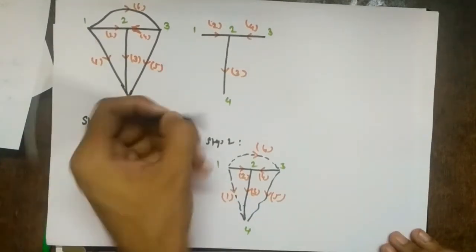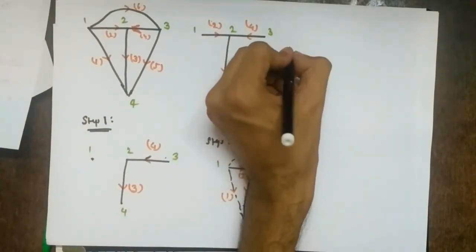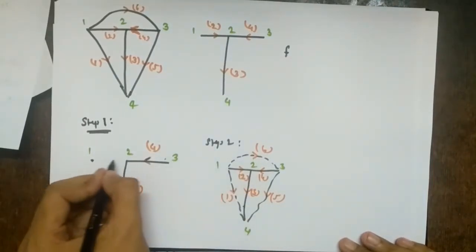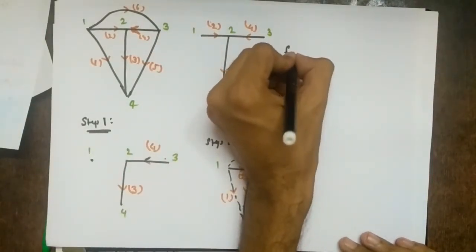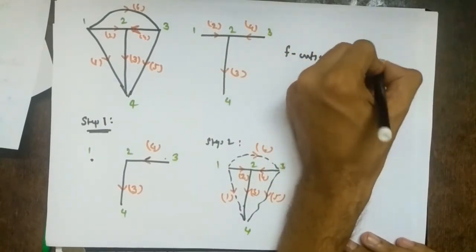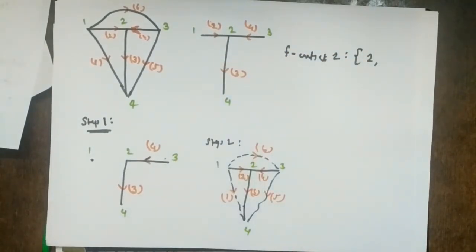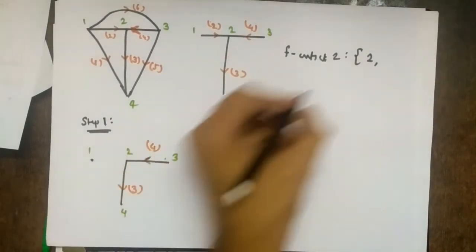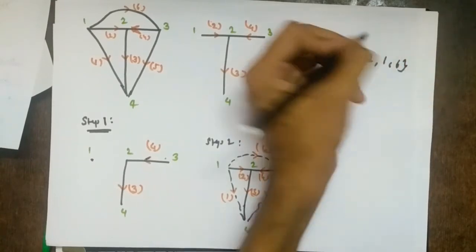So what is our F cut set? It corresponds to branch 2 or twig 2, so it is called F cut set 2. I'll first write the 2 corresponding to that, and the rest in ascending order: 1, 6.